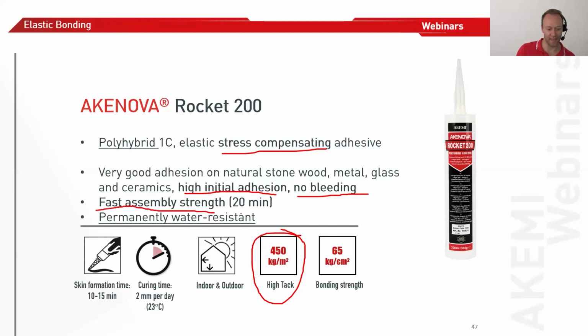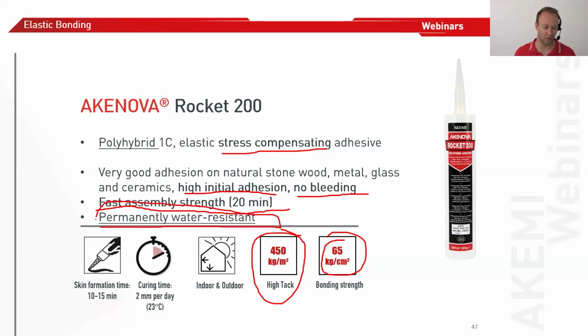And what is unique here, it has a fast assembly strength. After 20 minutes, it's already so strong that you can also move some parts. Not always when they're huge, but I come to that later. But it's a very strong product. The final strength is 65 kg per square centimeter. So on a square centimeter, 65 kg. This is huge. I never saw that much bonding strength on an elastic glue on the market. So we are very unique here, and it's permanently water resistant.